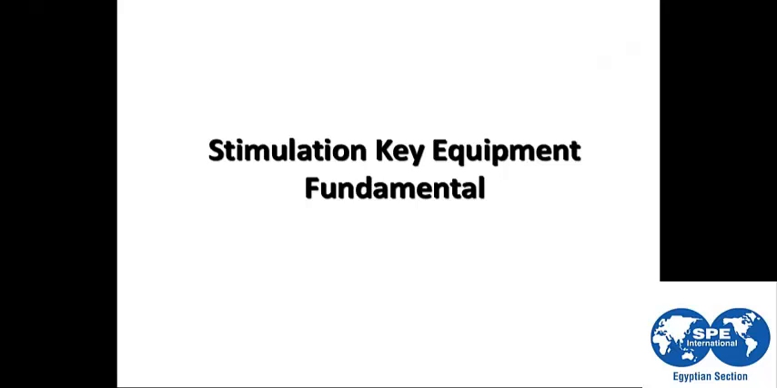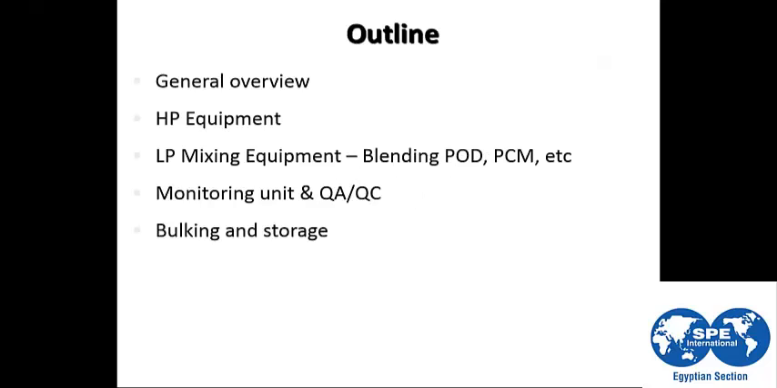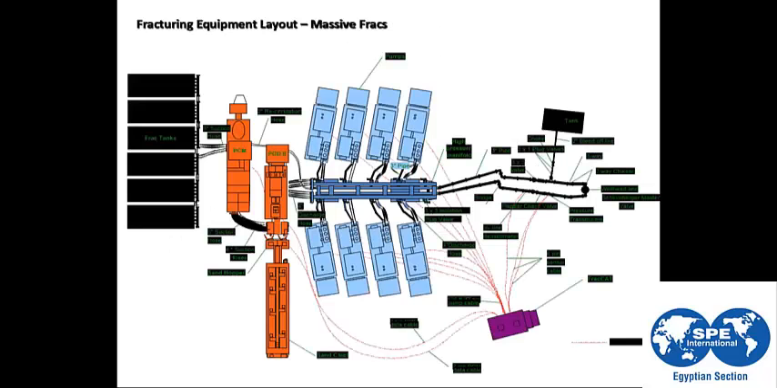Okay, now we are going to discuss the stimulation key equipment. We will cover in this point a general overview of the equipment, high pressure equipment and low pressure mixing equipment, including the blender and both systems, both the blender and the hydration unit, also the monitoring unit and the bulk and storage equipment. This is the layout for the fracturing equipment.